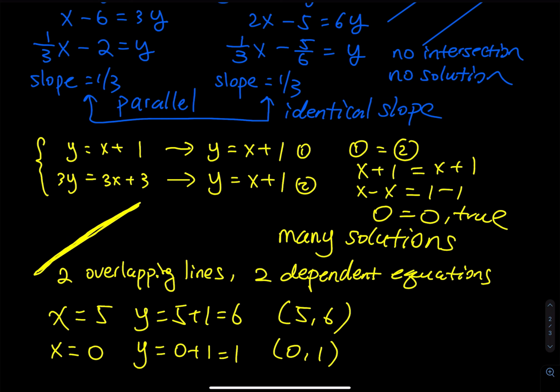As long as the point is on the line, then that point will work for both equations, because we have two equations that are exactly the same. They just don't look the same, but they are exactly the same. So we don't have two lines that intersect at one point. We have two overlapping lines. All right, so that is the last system in this video.